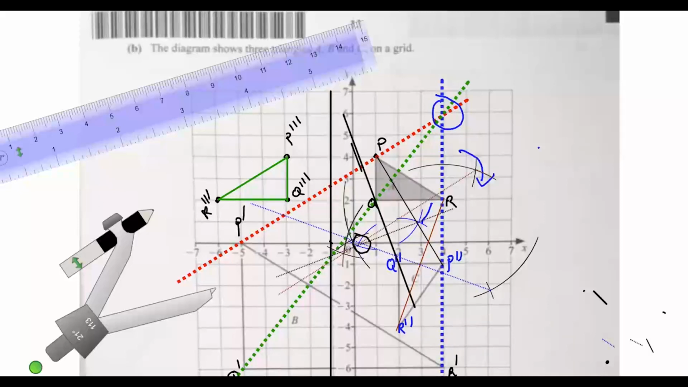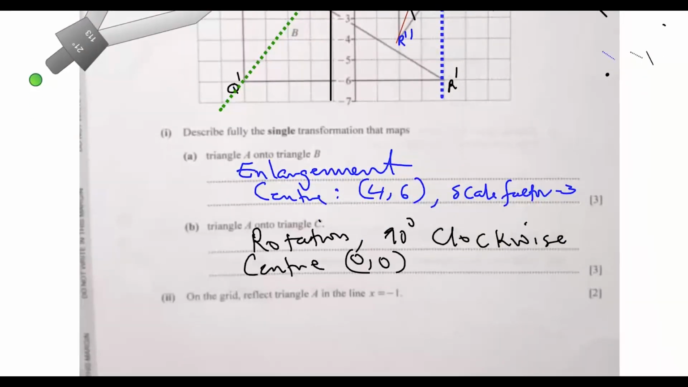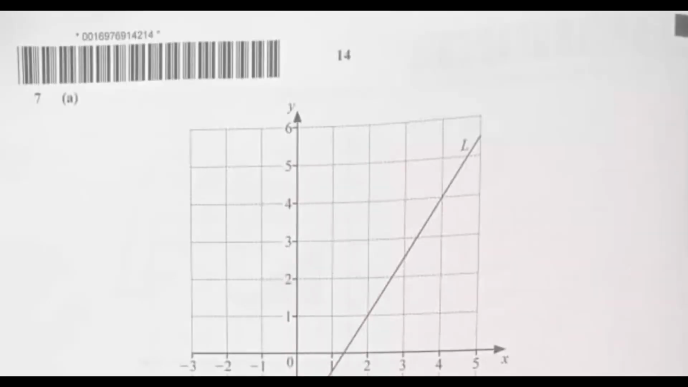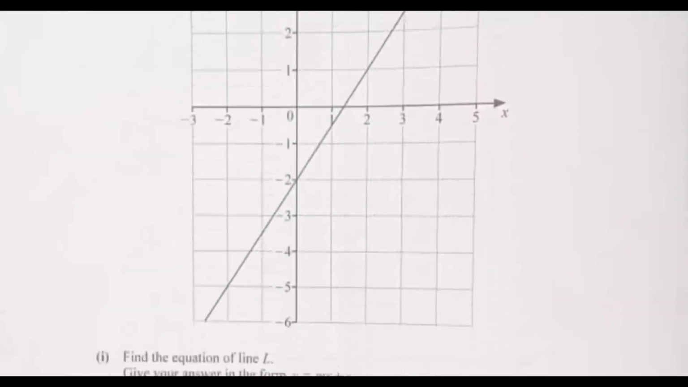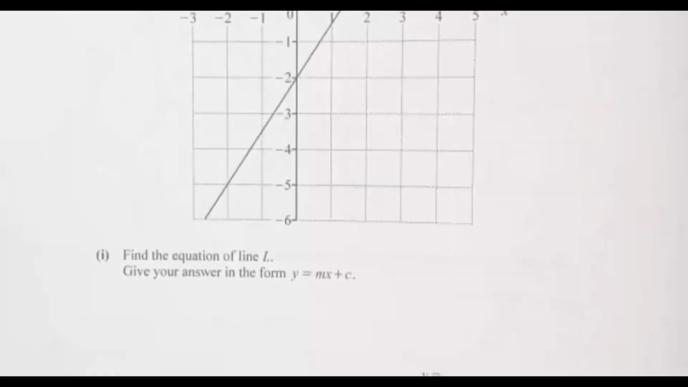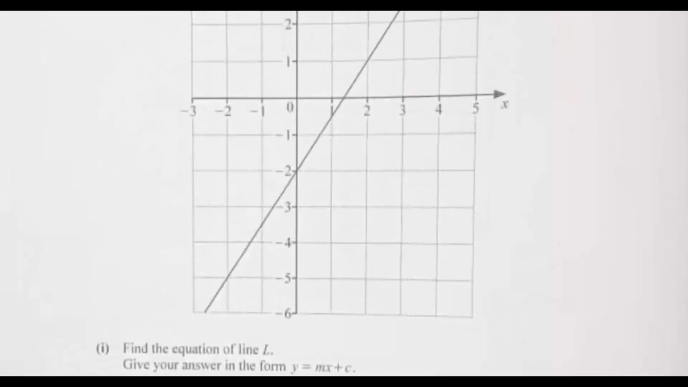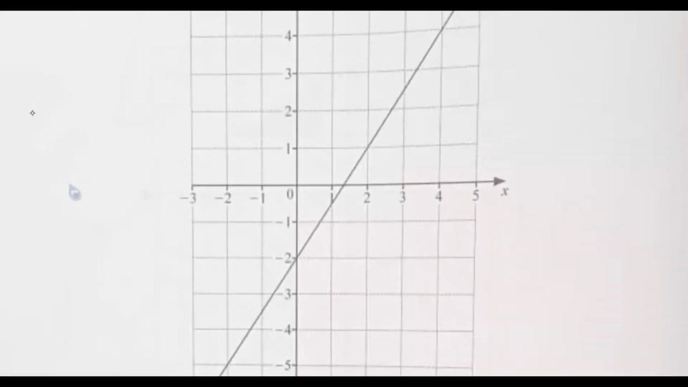So let's scroll down for the next question. So this is question 7. If you scroll down a little bit, we are asked to find the equation of line L. Give your answer in the form y equals mx plus c. If you look at the line, you see that the value of c is equal to -2 because it is the intersection on the y-axis.